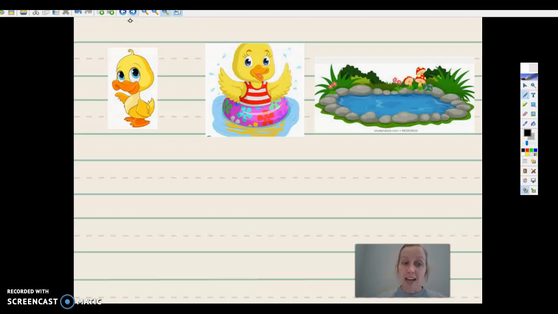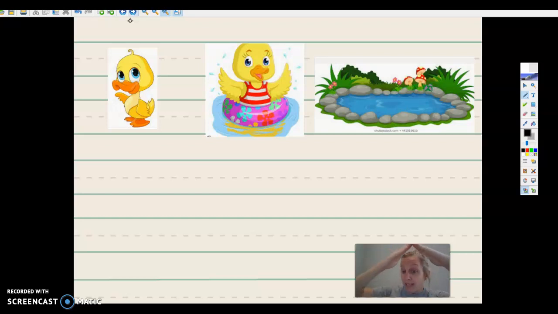We have a picture of a duck. We have a picture of the verb swims. And we have a picture of a pond. The duck and the pond are nouns. A duck is a thing, and a noun is a person, place, or thing. Now, swims is our verb. It's something you can do.